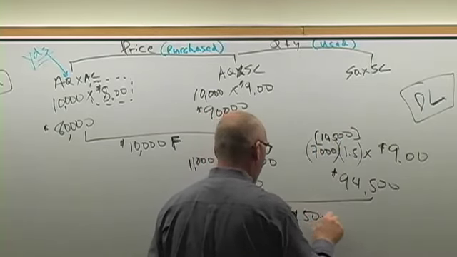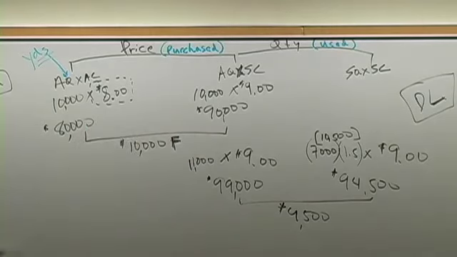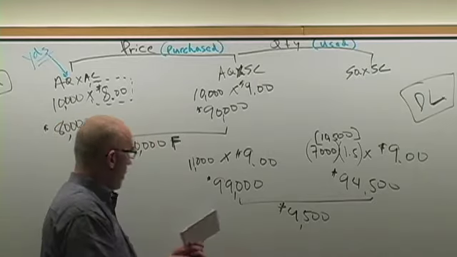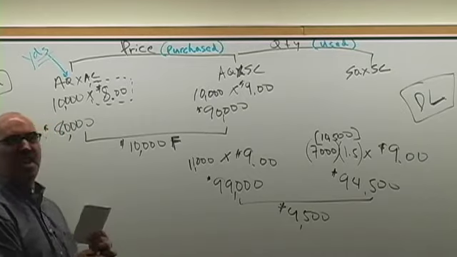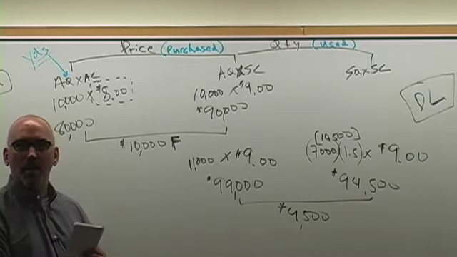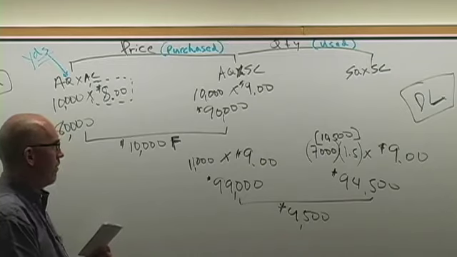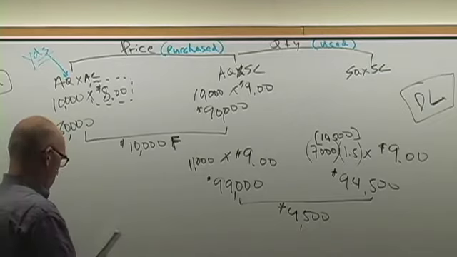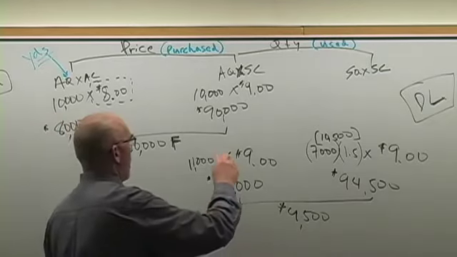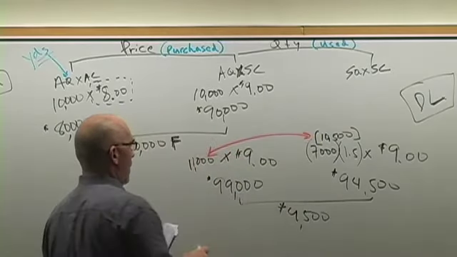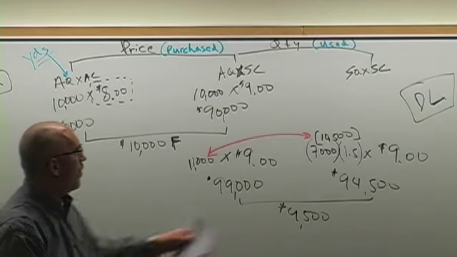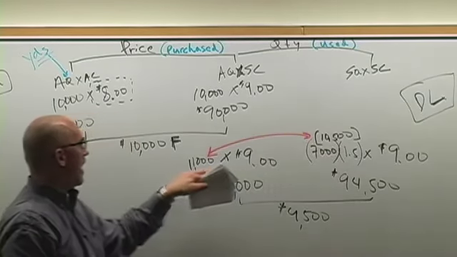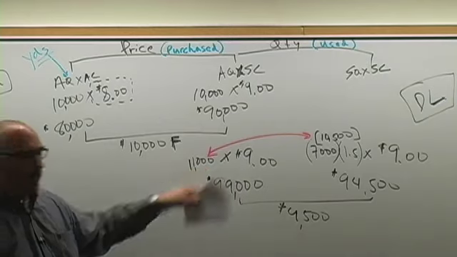This is 4,500. Favorable or unfavorable? Joe? Favorable? Why? What is it that is smaller? The quantity? What are you comparing it to? Remember, we're comparing this to this. Yes, we expected 10,500. We actually used 11,000. So it's unfavorable.